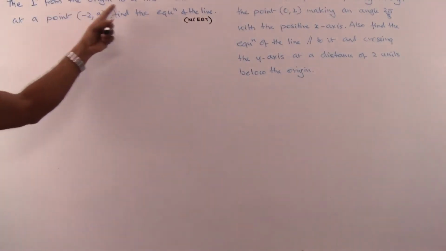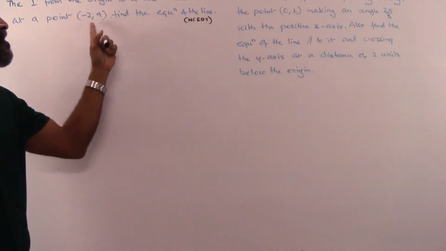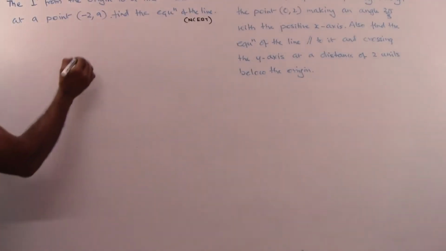Okay, so we will take another question, again from NCERT. Here the perpendicular from the origin to a line meets it at the point (minus 2, 9). Find the equation of the line. So it looks something like this.